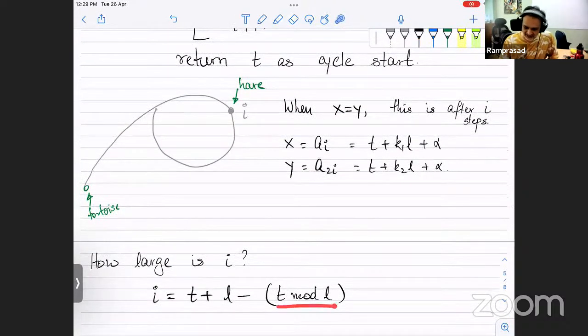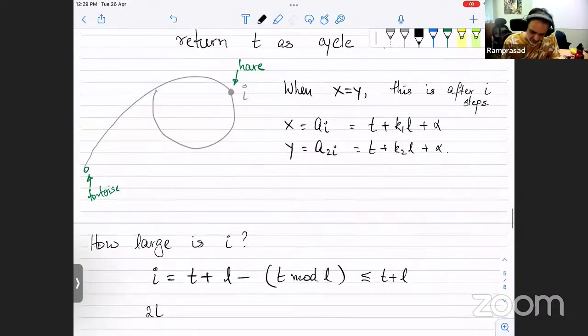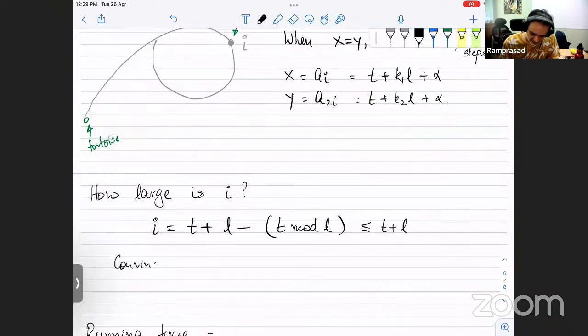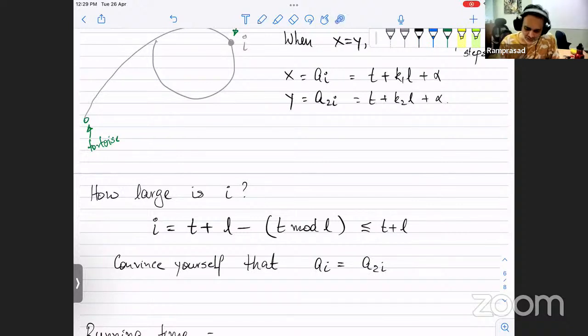Now notice that the subtracted term is a number smaller than L, because the residue will always be between 0 and L minus 1. So this entire thing is at most T plus L. And convince yourself that basically a_i equals a_2i, or in other words, 2i minus i is divisible by L. So that will basically say that certainly at this point they meet.